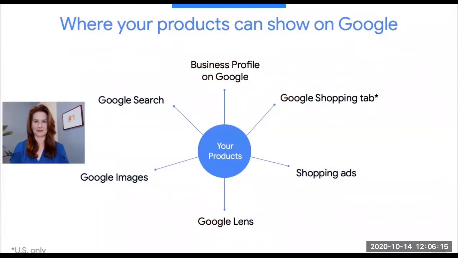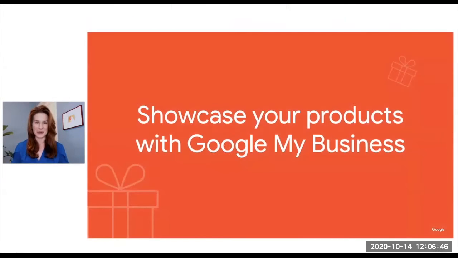Did you know that the average online shopping journey has over 140 touch points that influence what people buy and who they buy it from? This slide shows some places on Google where those customer interactions can happen for US-based customers. This includes Google Search and Images, a business profile on Google, the Shopping tab, shopping ads, plus experimental places like Google Lens. So how do you do it? How can you get your products to appear on Google?